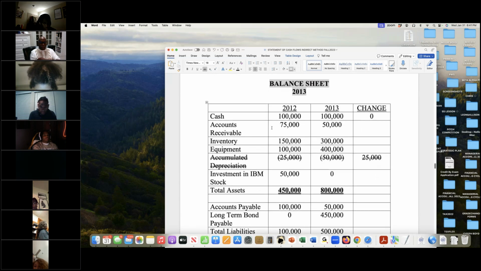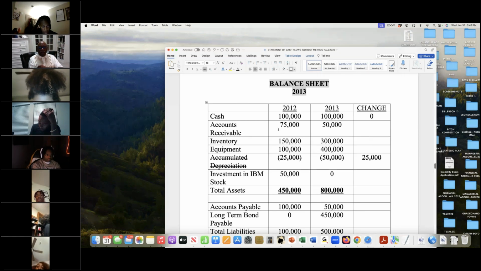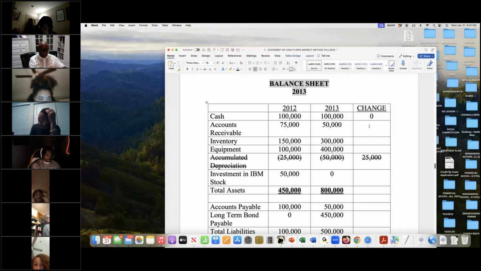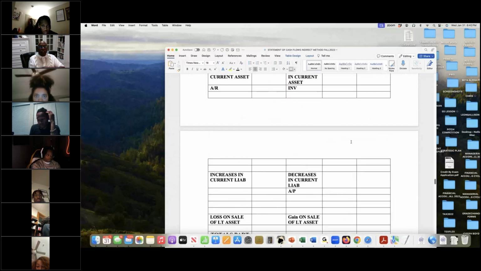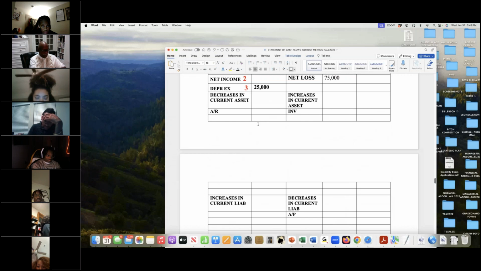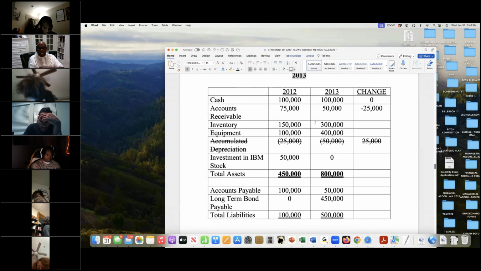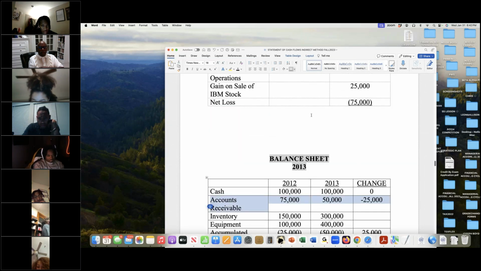Now let's go to accounts receivable. Accounts receivable is a current asset. And in this problem, accounts receivable was 75. It went down to 50. So its change was 25,000, a negative 25,000, that goes down. When the asset goes down, we're going to put it here. It's a source. So now we've taken care of this account. So we're knocking off every account.